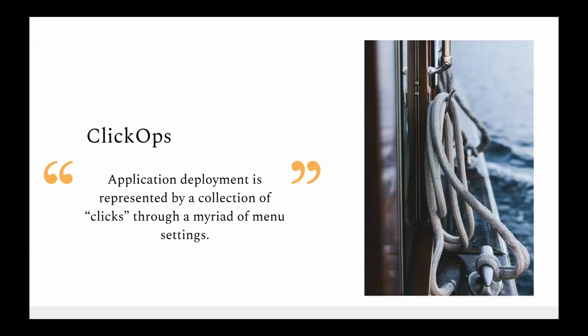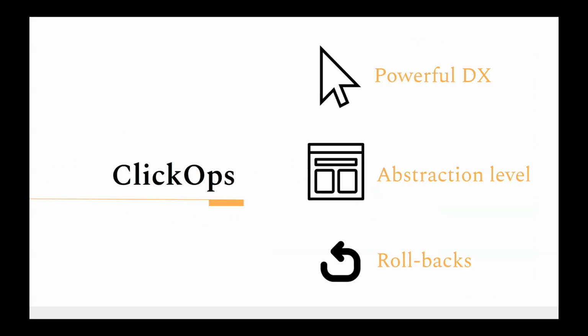Now, when we're talking about the ClickOps approach, the application deployment is represented by a collection of clicks through a set of menus. This is something which is provisioned by the cloud providers and services. And whilst it provides a very powerful DX, as an engineer, you don't really need to be aware of all configurations that are available. You just have the right amount of configuration surface. It's very important to keep this at a good balance. So how can we ensure a good and balanced abstraction level?